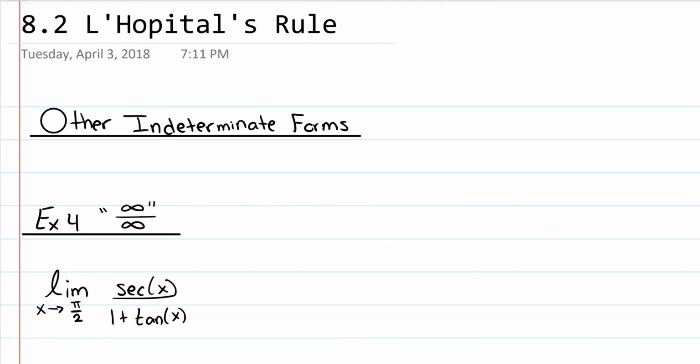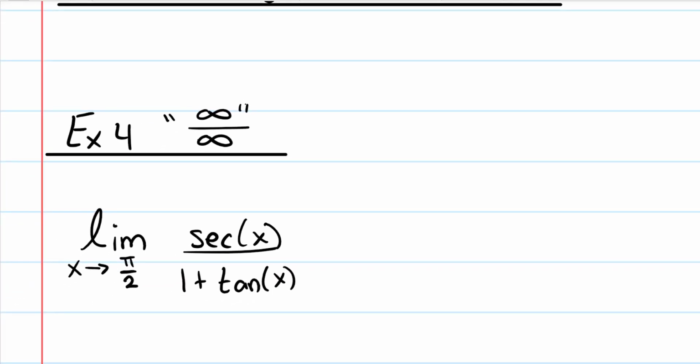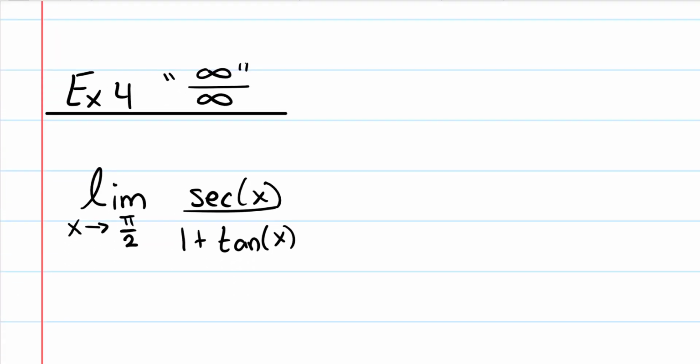8.2, Example 4. In Example 4, we're going to look at other indeterminate forms. In the previous examples, we've noticed that 0 over 0 seems to be the common indeterminate form. In Example 4, we're going to look at what happens when you get a limit of infinity divided by infinity. So we're going to look at the limit as x approaches pi over 2 of secant of x divided by 1 plus tangent of x.